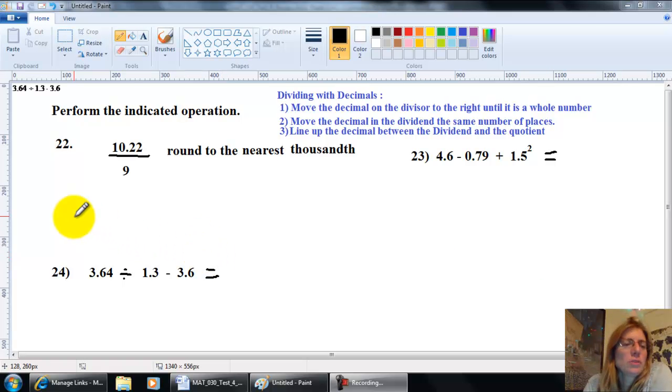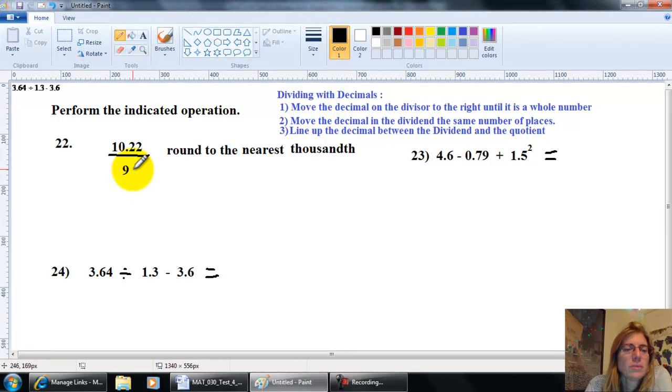Alright, this is numbers 22, 23, and 24 of the decimal practice for the final. And this division here, this 10.22 over 9, is division because the fraction line means divide. And you're going to round the answer to the nearest thousandths. I have the steps here for dividing decimals. The divisor is on the bottom, the dividend is on the top, which means we're going to divide this way. 10.22 is the dividend.